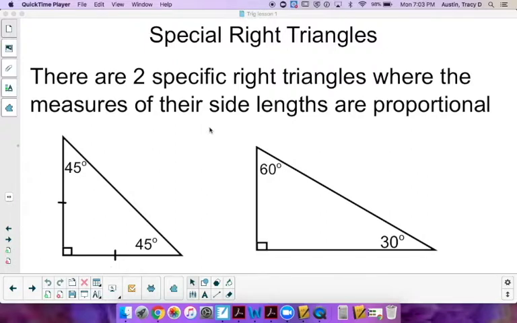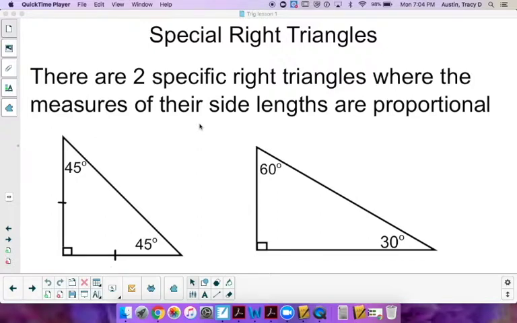Now you may or may not have seen this in geometry when you did the trig stuff, the sine, cosine, and tangent. You probably solved for sides in right angles. You even probably solved for angles in right angles, which is good. But you may or may not have talked about what we call special right triangles. There are two very specific right triangles. They have specific angle measures, and the lengths of their sides make this really neat proportion that actually works no matter what size the triangles are, as long as the angle measures are the ones that are given.